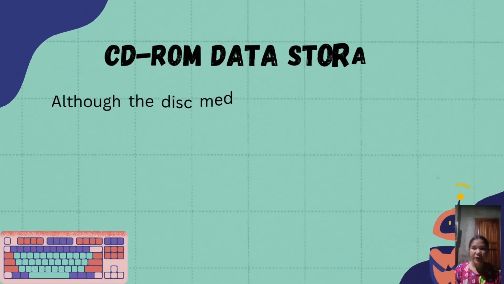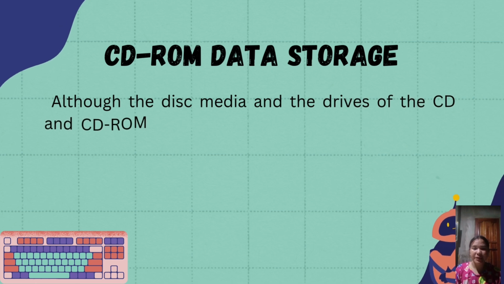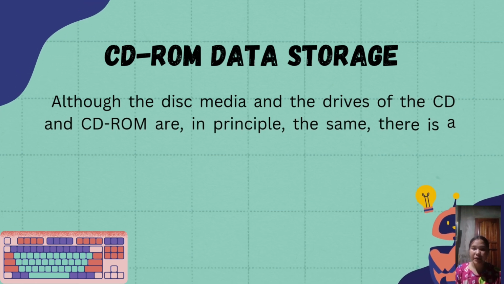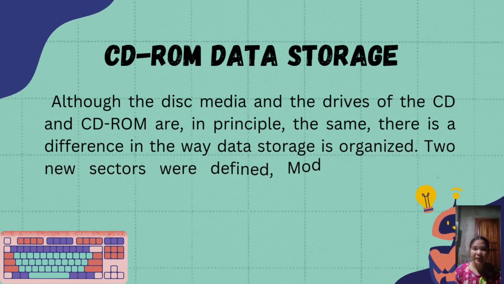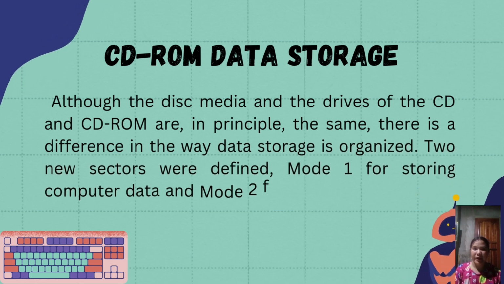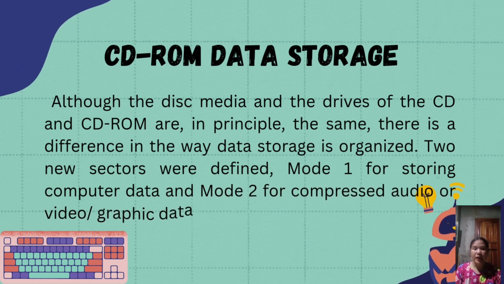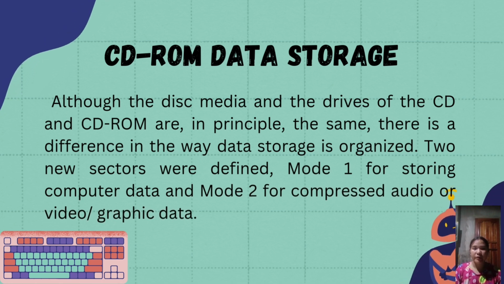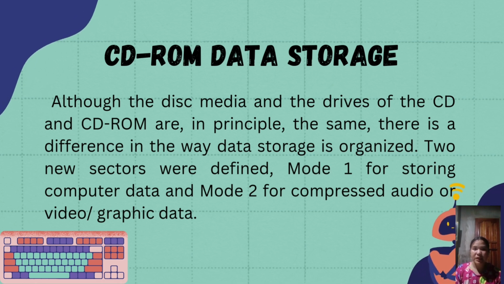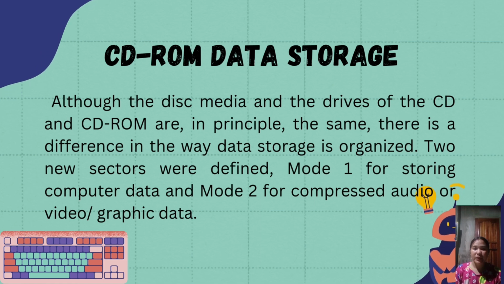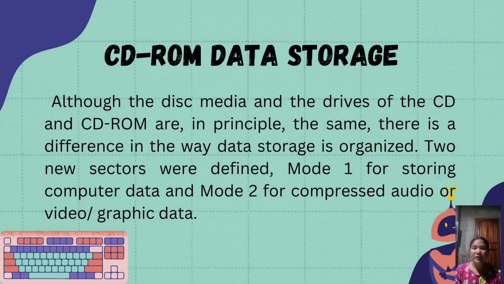CD-ROM data storage. Although the disk media and the drive of the CD and CD-ROM are in principle the same, there is a difference in the way data storage is organized. Two new sectors were defined: Mode 1 for storing computer data and Mode 2 for compressed audio or video graphic data. CD-ROMs and CDs use the same physical disk, media, and drives, but they differ in how data is organized and stored. This difference is defined by two modes. First, Mode 1 for storing computer data and Mode 2 for compressed audio, video, or graphic data.